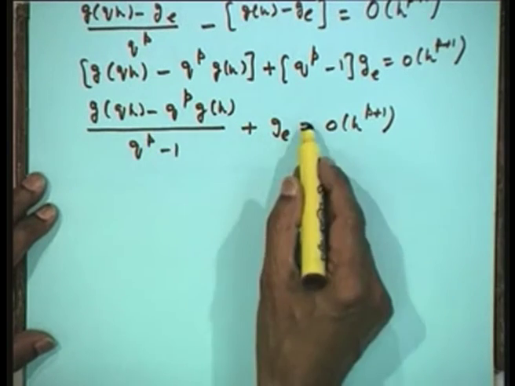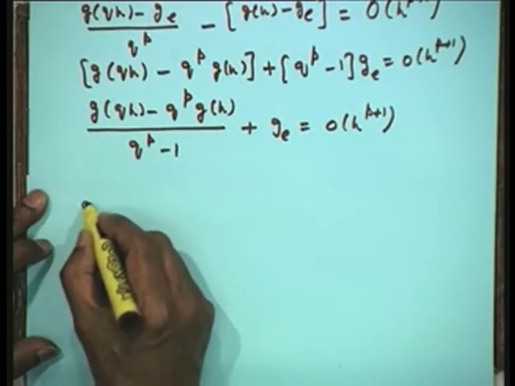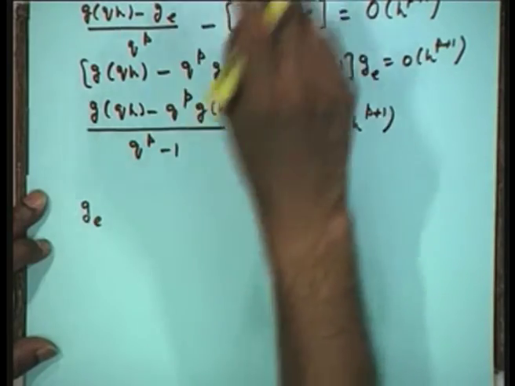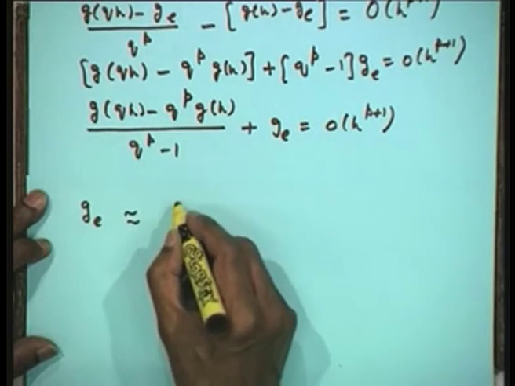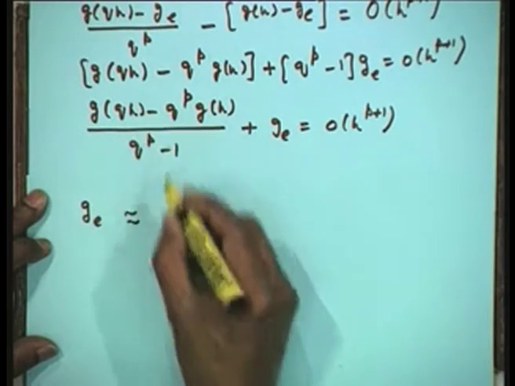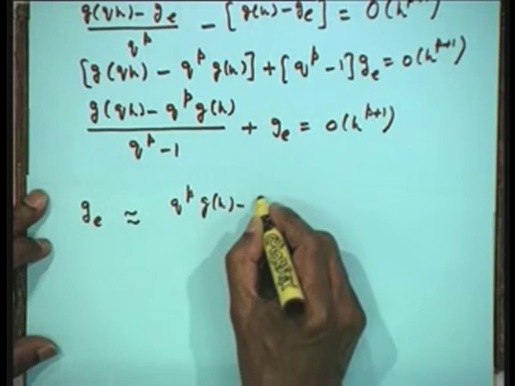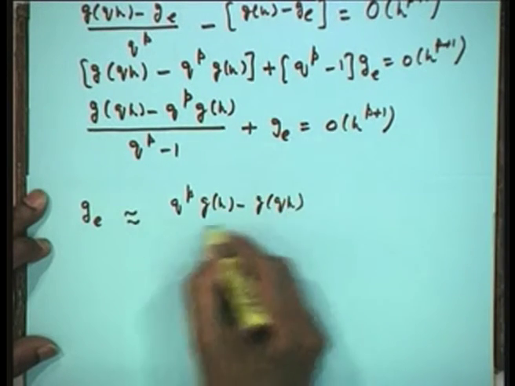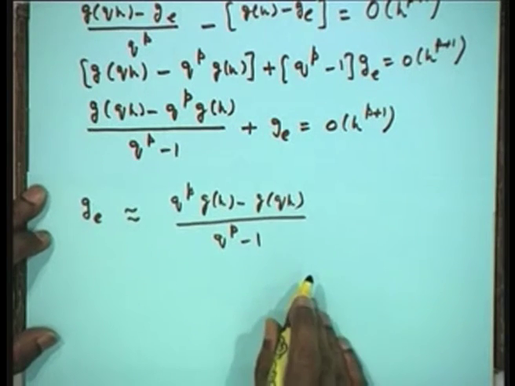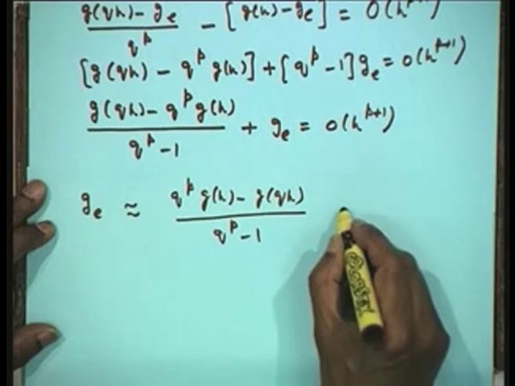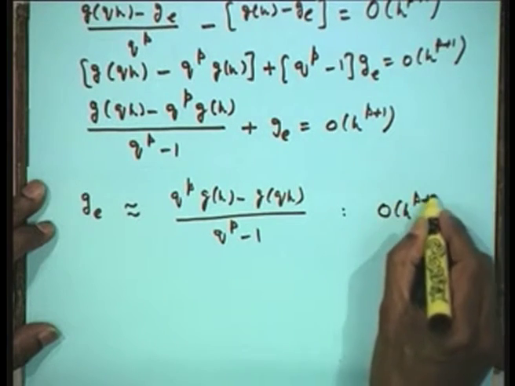Now, if I take this to the right hand side and approximate it as the new value, G of e is the value that is being computed, that is the exact value. So, I can approximate by this quantity, I take it to the right hand side. So, I will make this as plus sign q to the power of p G h minus G of q h divided by q to the power of p minus 1, and the error is now order of h to the power of p plus 1.